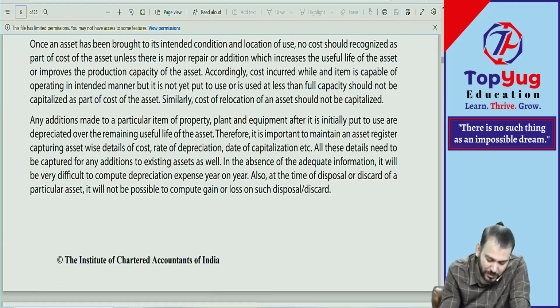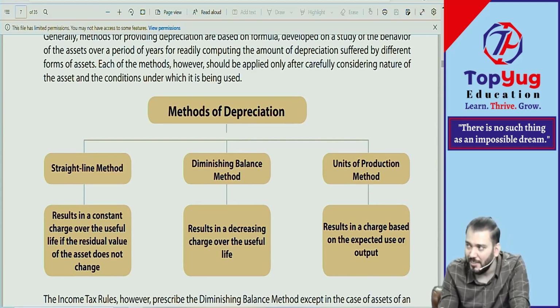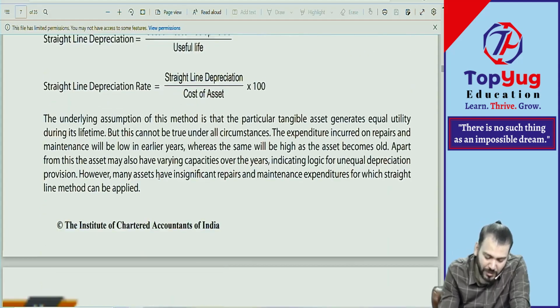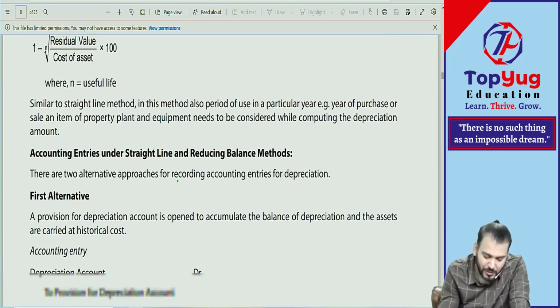How many methods? They have given the straight line method. We have written that reducing balance method and diminishing balance method are the same. Then the production unit method we have written. And these three: straight line method, reducing or diminishing balance method.